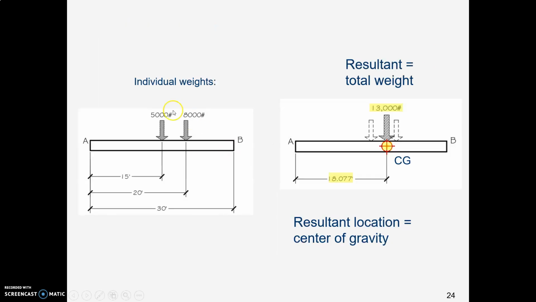So here are the individual weights. Here's the resultant sitting at the center of gravity. And at the beginning, we were guessing that probably the center of gravity was going to be a little bit to the right of center, because that's where more of the weight was sitting. And it turns out, yes, we guessed right. It's a little over 18 feet from A, so it's a little over 3 feet past the center. So that's where the center of gravity is sitting.